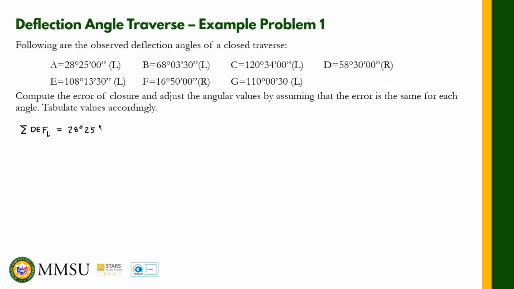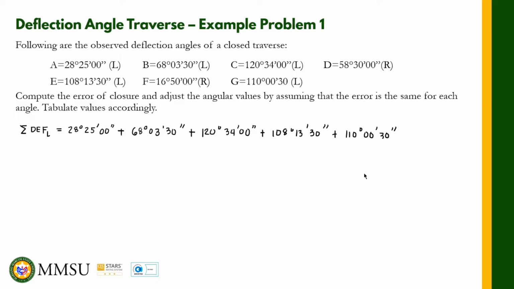25 minutes, 00 seconds. We also have angle B with 68 degrees, 03 minutes and 30 seconds. We also have angle C, 120 degrees, 34 minutes, 00 seconds. We also have angle E of 108 degrees, 13 minutes, 30 seconds. And finally, we have angle G with 110 degrees, 00 minutes, and 30 seconds.